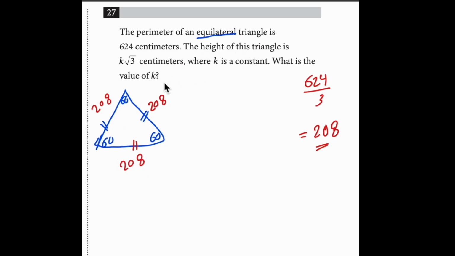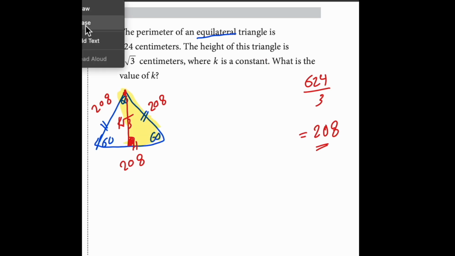The height of this triangle is k radical 3. You know that the height is the segment drawn from the vertex to the opposite side with an angle of measure 90. So the length of this side is k radical 3. How can we find the value of k? As you know, this triangle is a 30-60-90 triangle, this one.